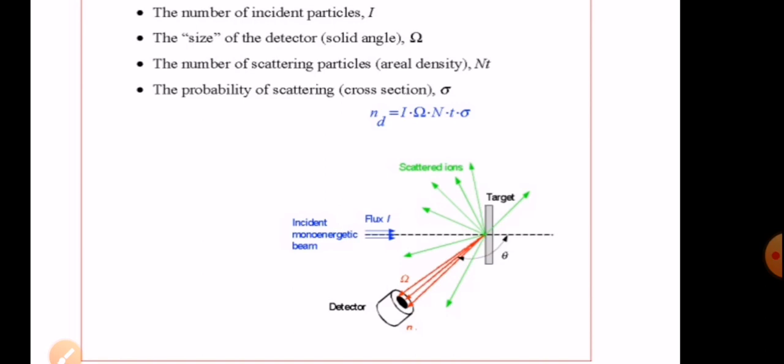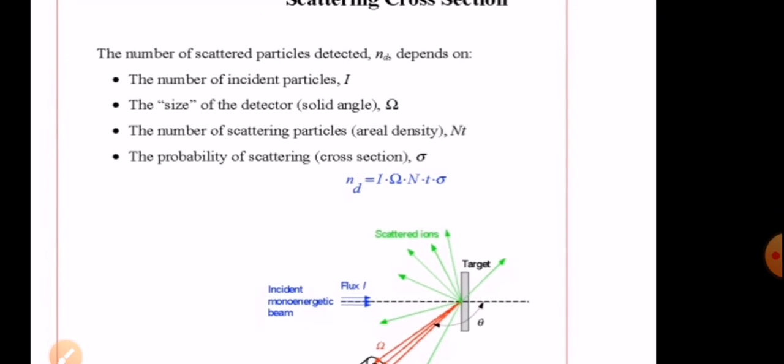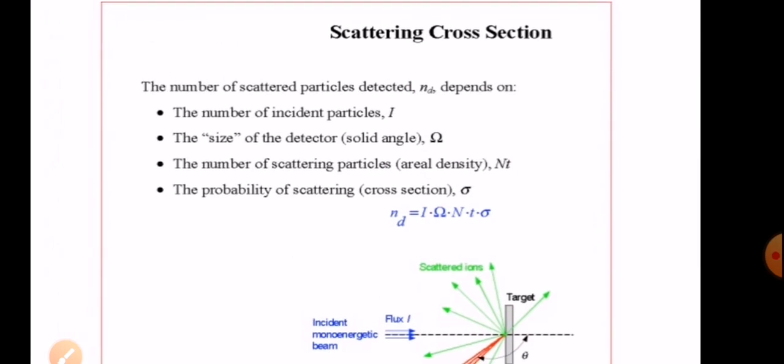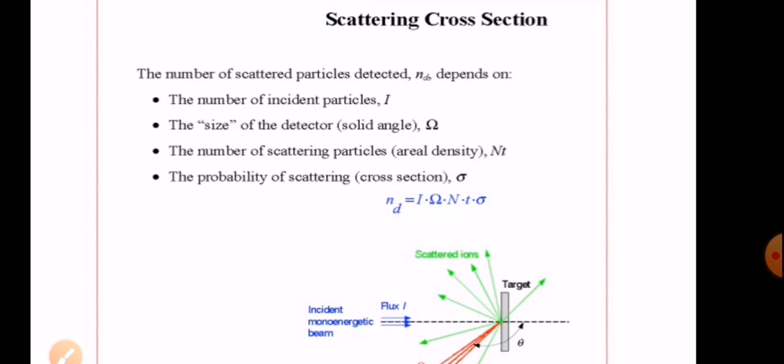And ND is equal to I omega NT T sigma. Here it is written as N only, and earlier I said NT. So ND equals I omega NT T sigma. This is what happens here: when a flux of particles falls on the target, the number of scattered particles is what we detect in the detector, ND. And then ND can be calculated. Using that ND you have to find what is there in the target. So NT is to be determined.